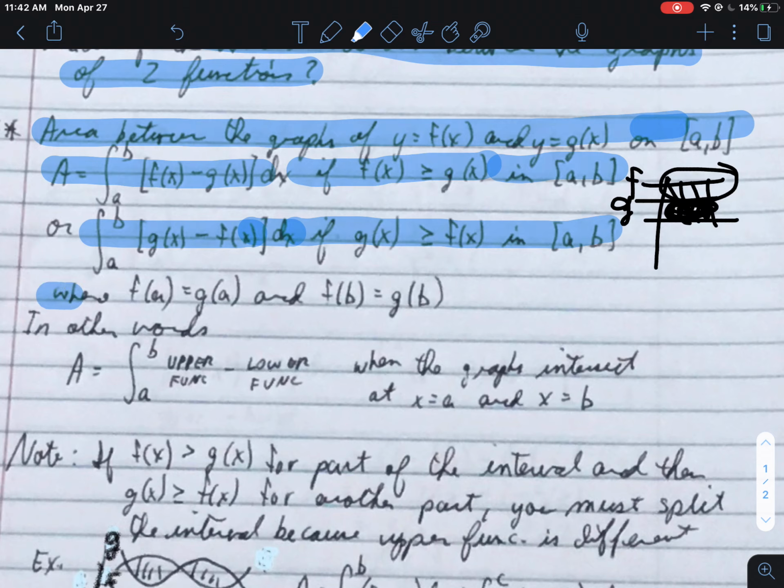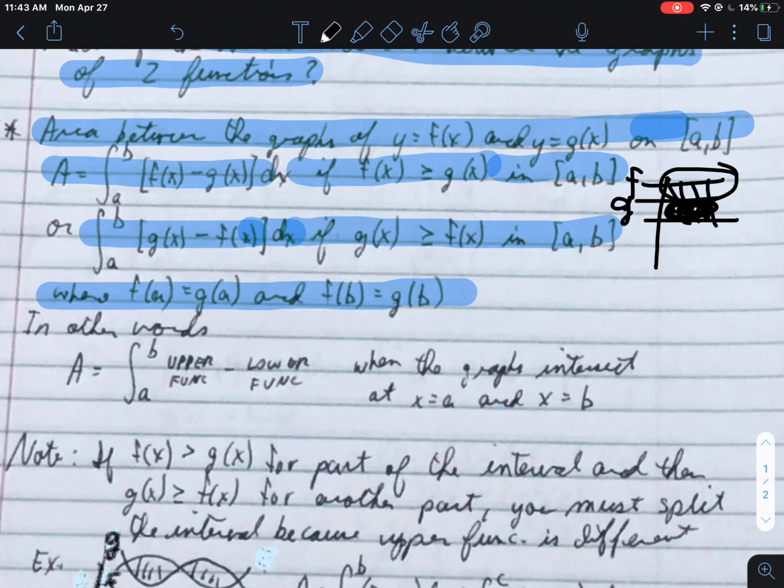Now, we also have here where f of a equals g of a and f of b equals g of b. That is referring to, if I just said, hey, find the area between these two graphs, and that was all I asked you for, we would look for points of intersection between the two graphs so that we would have boundary points to actually find the area of. So in other words, if, like the one I just sketched up there, I wouldn't be able to find that area because it would end up being infinite.